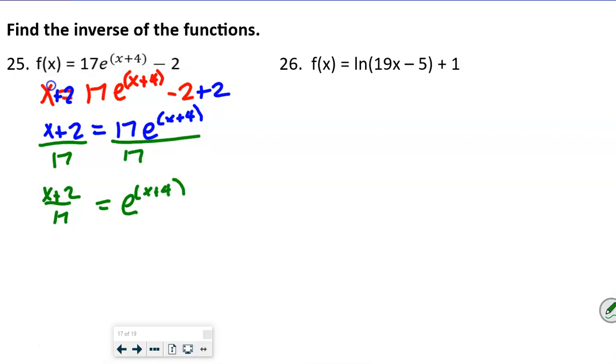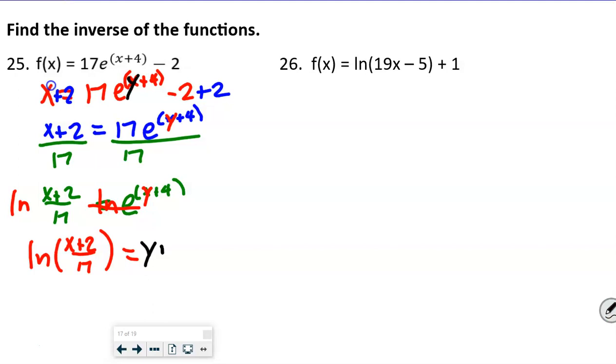So hopefully you know now we're going to take the ln of both sides, because that makes that go away. So we got ln of x plus 2 over 17 is equal to, that's supposed to be a y, y'all. I don't know what happened to my y. Ooh, hopefully y'all noticed that. That should be a y, guys.